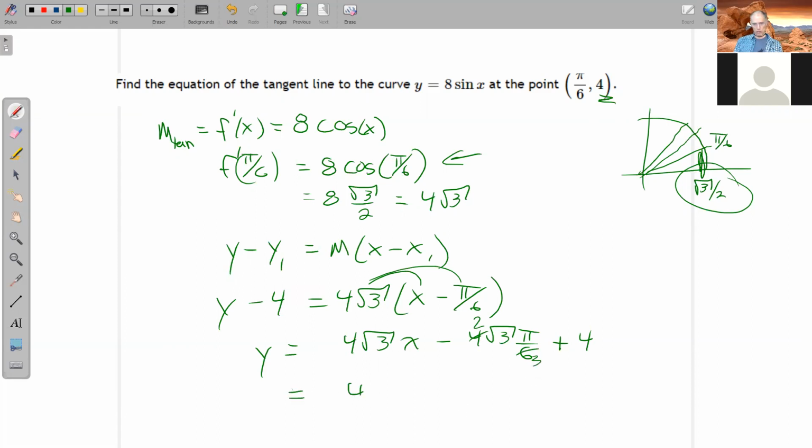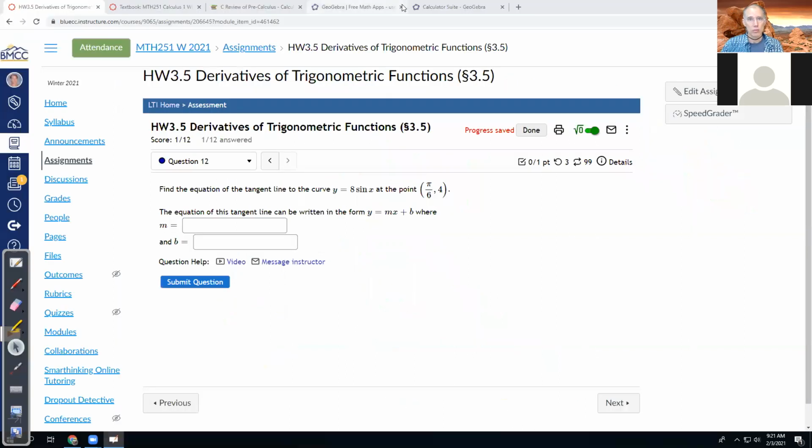So I have a slope of 4 square root of 3, and I have a y-intercept of 2 square root of 3 pi plus 4. So here is my b, and here is my m. Is it right? Well, you could plug into the homework system and hit submit, or you could check it yourself. So let's check it ourselves, because on the test, you're going to have to check it yourself. How would we check it? We would graph it.